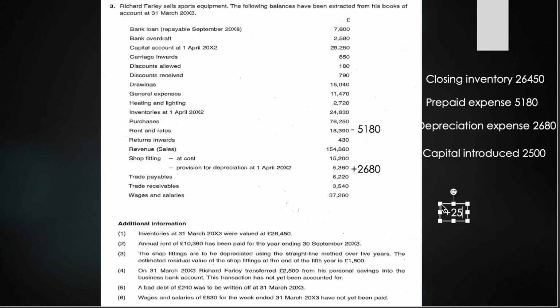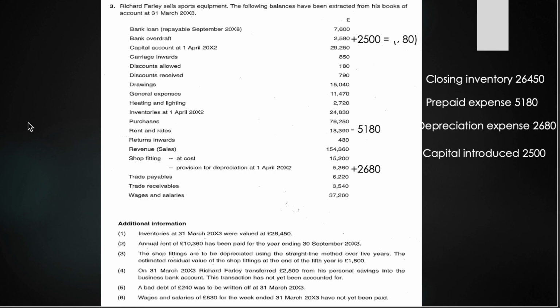So if we look into our balances, it says bank overdraft. You must remember that bank overdraft is a negative figure. So when we add 1,800, we do minus 2,580 plus 1,800, and that still gives us negative 180 and is a bank overdraft.